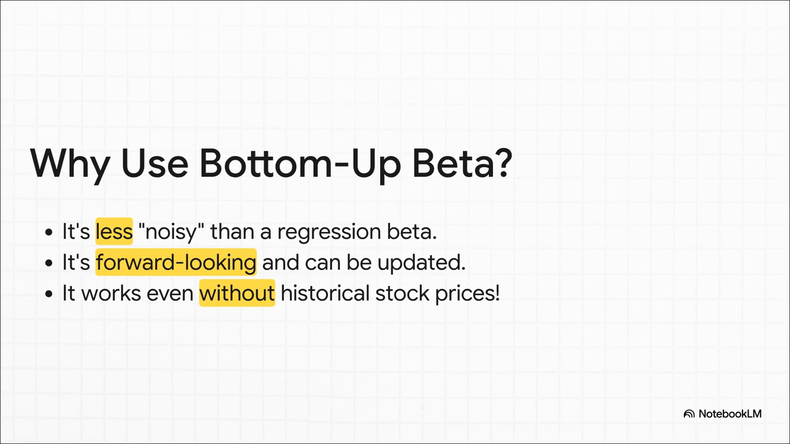And why go through all that trouble? Because this bottom-up beta is way more reliable. It's less noisy, meaning it's not thrown off by one company's random stock swings. It's forward-looking. And best of all, it's a total lifesaver when you have no stock price history to work with, which is super common for new projects or private firms.